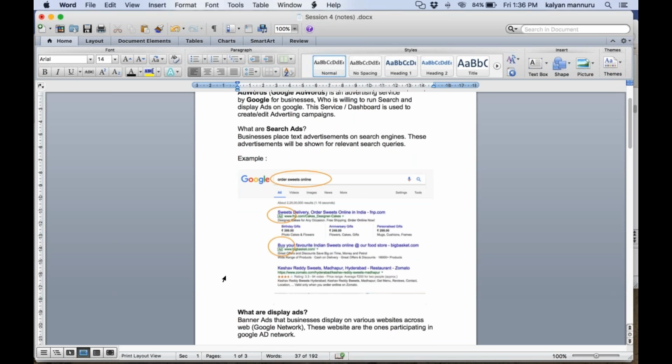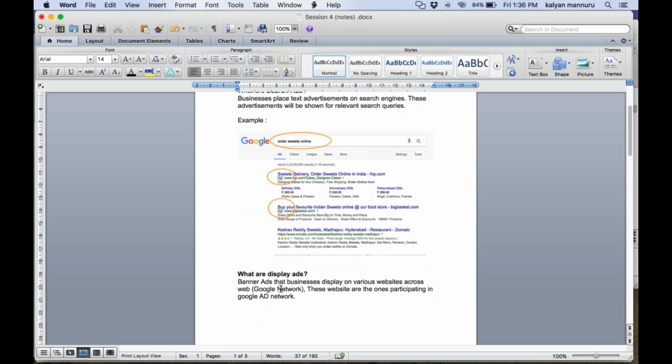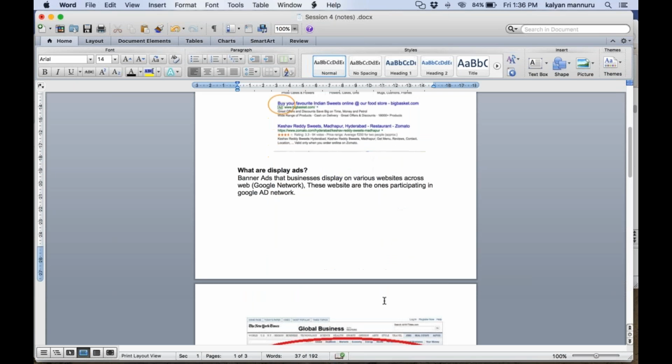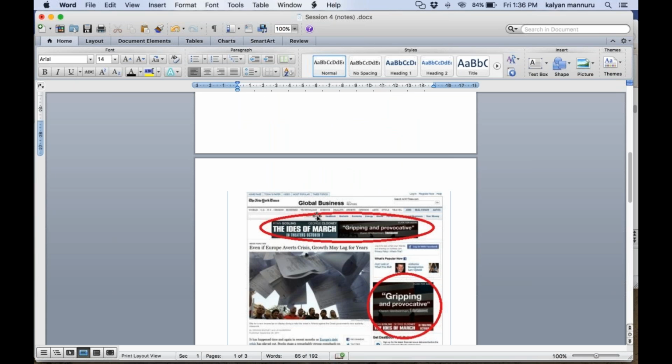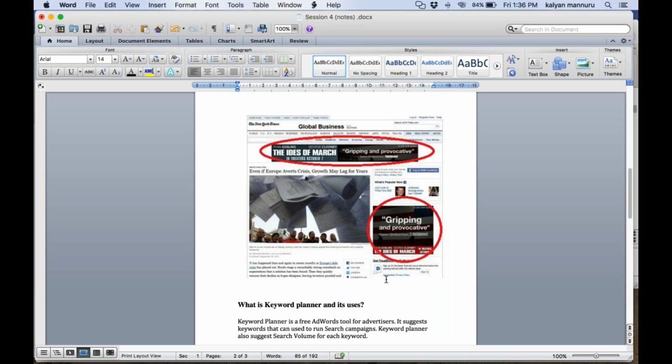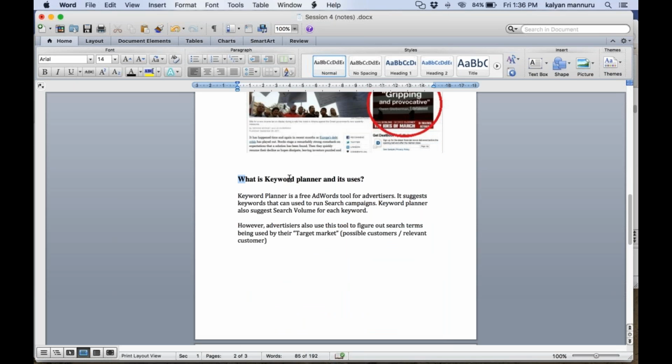So what are display ads? Display ads are the banner ads that we display on various websites across the web. Here are a couple of examples. All of these are called display ads, the ads that you show on other websites. Correct? Now, what is Keyword Planner?